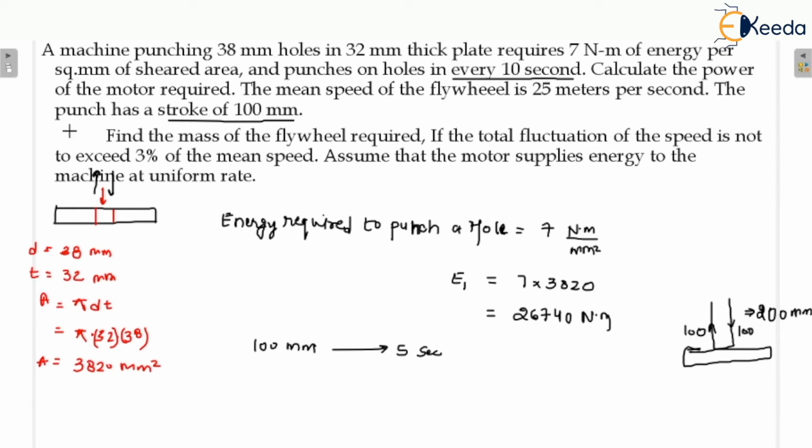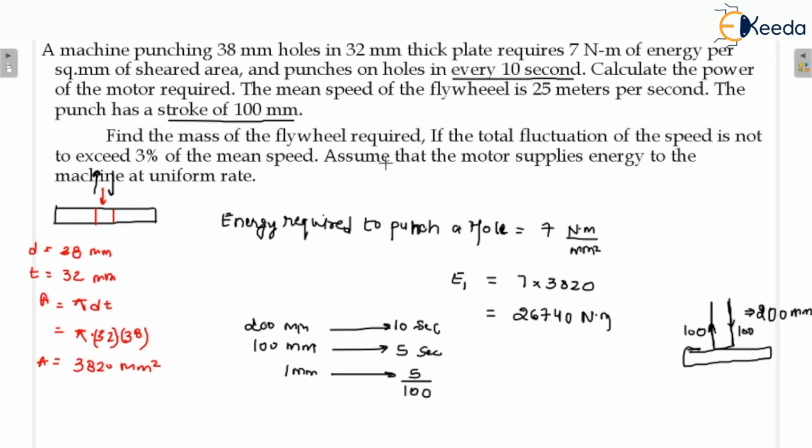Okay, and it is saying that the punch has a stroke. That means this is a stroke and this completes the stroke. Okay, so 200 mm is covered by the punch in 10 seconds, because after every 10 seconds there is a punching. Okay, so that means 200 mm is covered in 10 seconds. That means 100 mm is covered in 5 seconds. Okay, so you can see here 1 mm is traveled in 5 by 100.